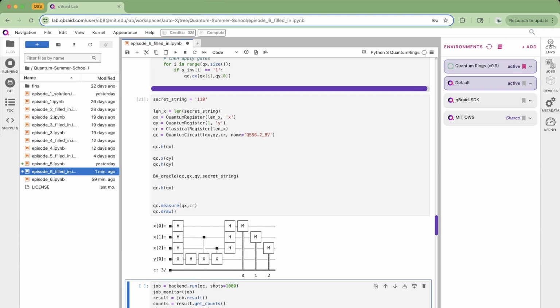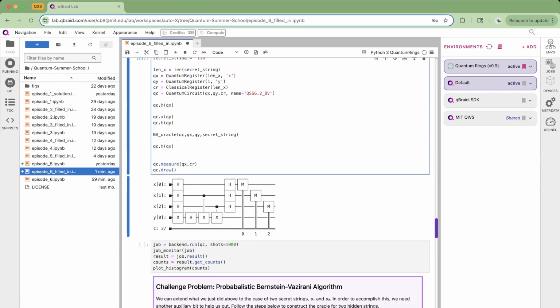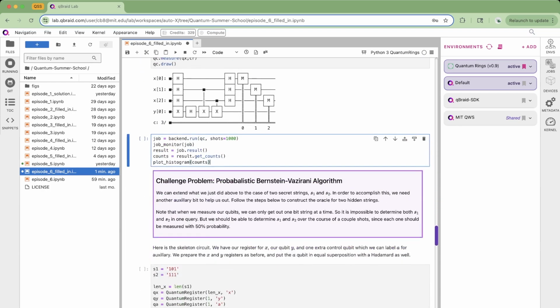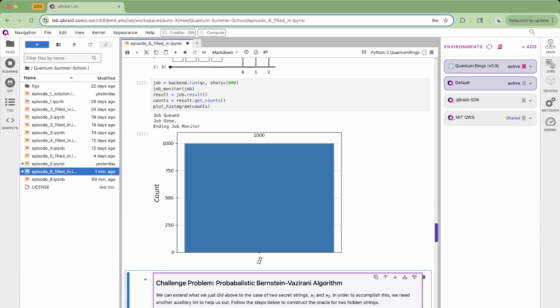And then I just want to emphasize here the ordering of the bits. So in Qiskit, the least significant bit is index 0, so that would be this one here. And then the most significant bit is the highest index, so that would be this one here. And you can see that's matching up with what we want. And now we can run this 1,000 times. And we get the 110 state, which is what we wanted.